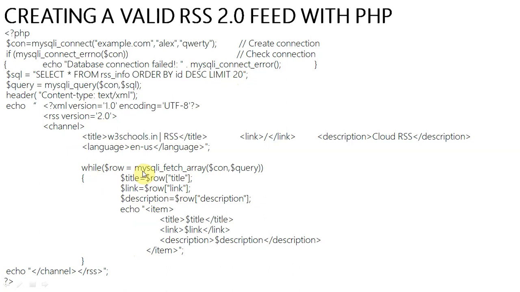So this is the statement mysqli fetch array. It means by running this query on this connection, we will collect the data, and one by one the data will be fetched and transferred to row. So we have the row variable, we can say it is a row object. From the row object, the first field is title, the second field is link, and the third field is description. Row title field, row link field, and row description field.